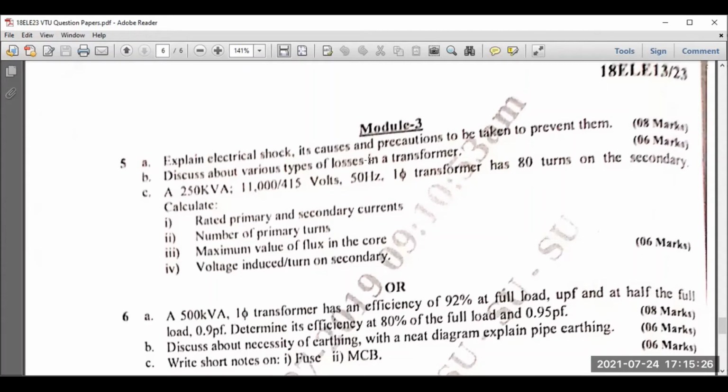Then discuss the various types of losses in a transformer. There are 2 types of losses, copper loss and core loss. Do mention the necessary equations also, and you will be getting 6 marks.